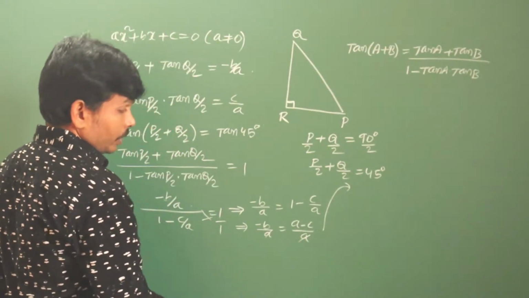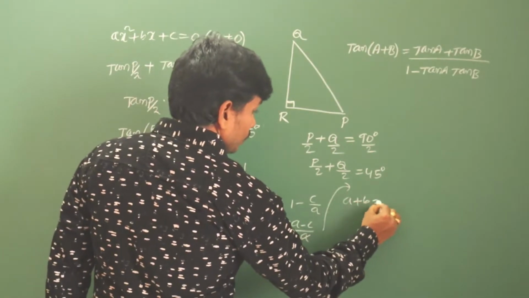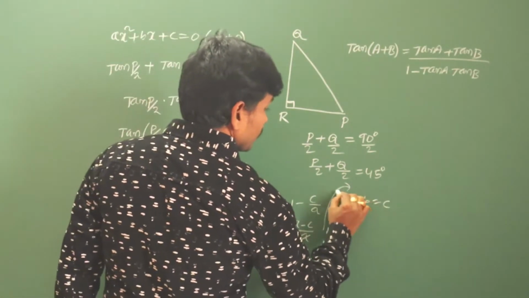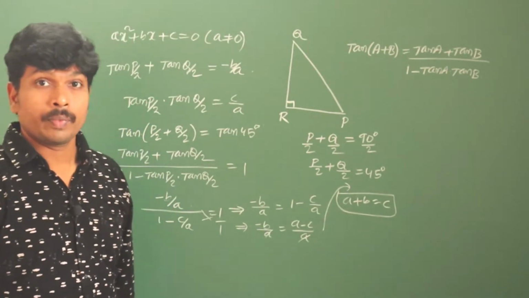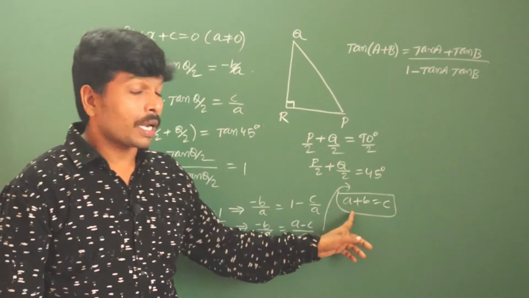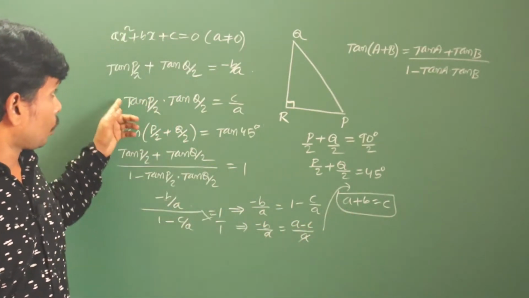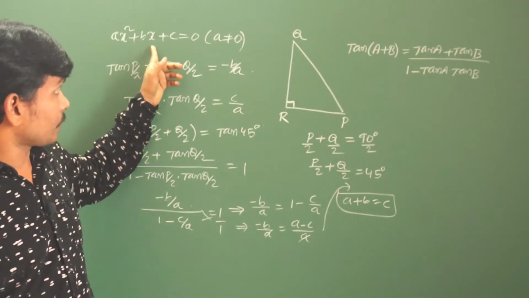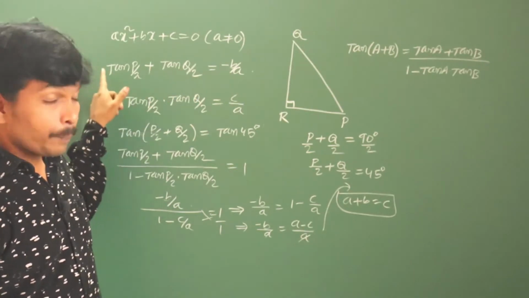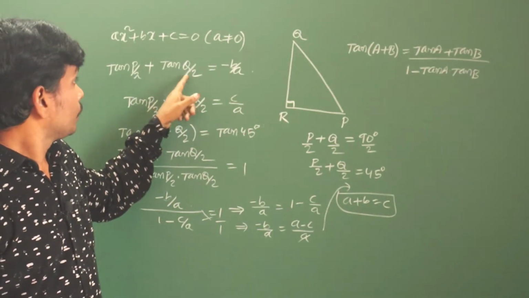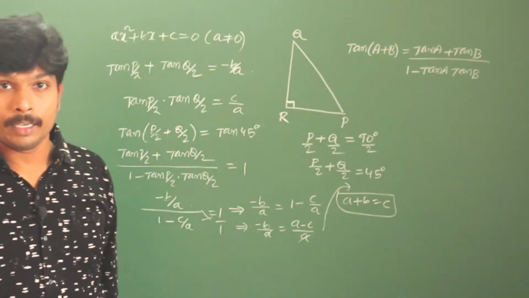Now observe here, what did you get? Minus b transpose to the right side, you get a plus b minus c, transpose this side, plus c. So your answer is a plus b is equal to c. So this is the condition that definitely satisfies when the roots of the equation ax square plus bx plus c equal to 0 are tan p by 2 and tan q by 2, where p, q are the vertices of a right angle triangle.